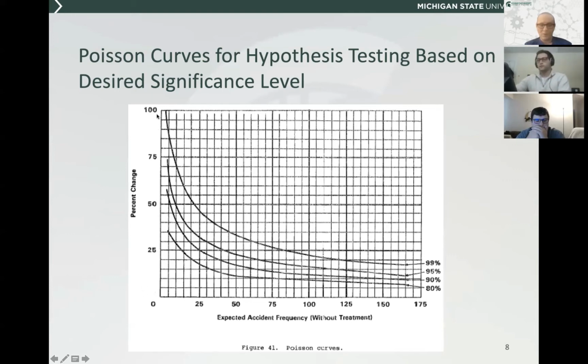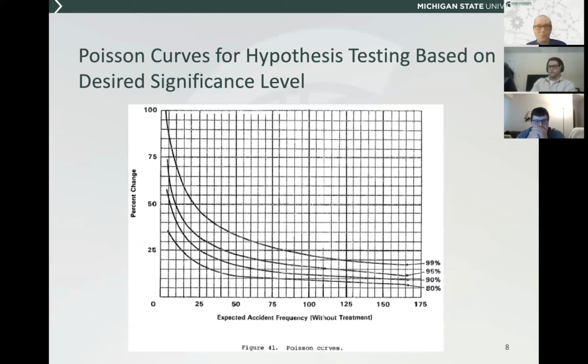So the amount by which we're reducing crashes from that pre-treatment period versus the expected number of crashes we'd expect to see if the treatment hadn't been applied. And so this is basically the average number of crashes during the before period at a site or a group of sites. And then this is the average reduction we'd see in crashes between the before and after period.